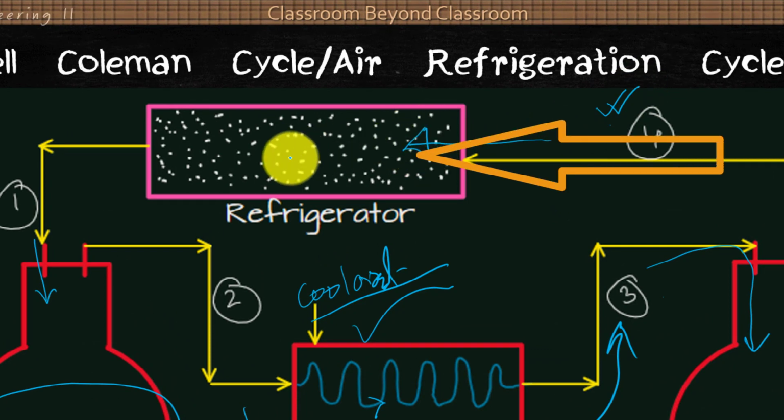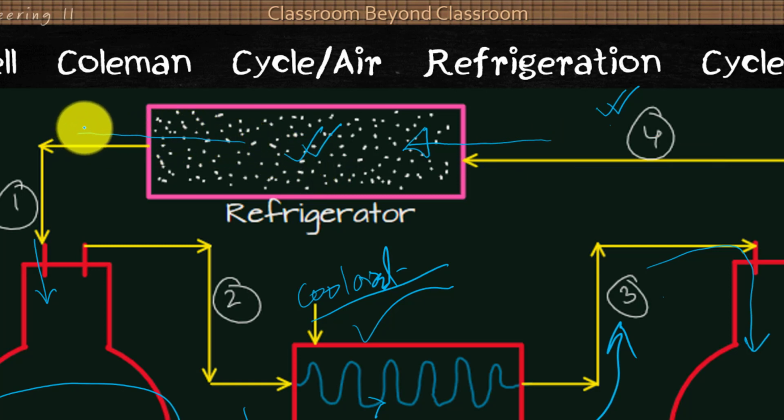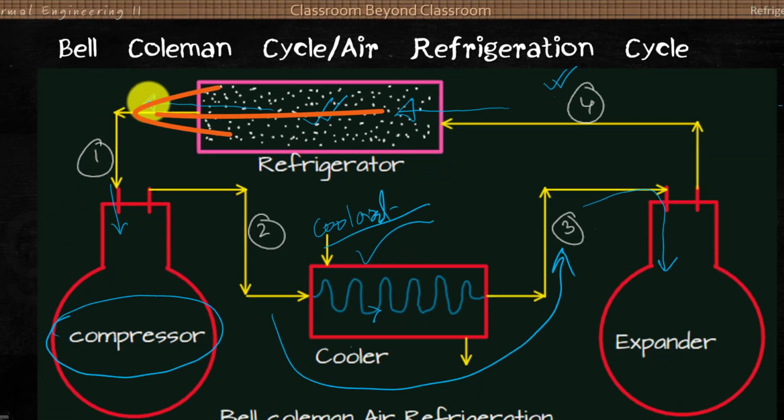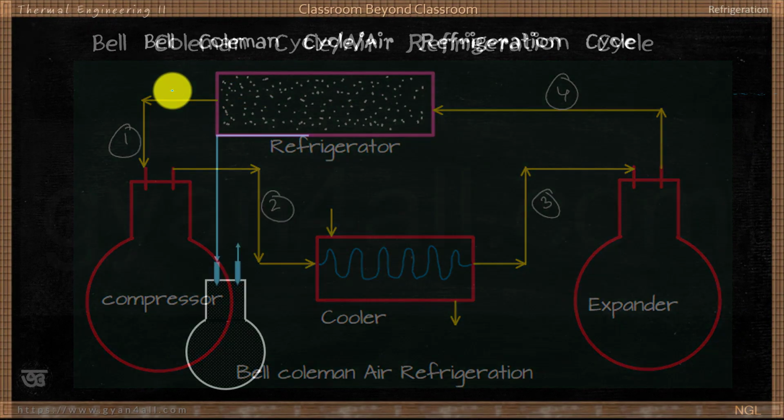This is the point of interest for us, the refrigerator. So this is cooled air, and this air can absorb heat from the refrigerator at low temperature. After absorbing the heat, the pressure and temperature will increase, and it will again enter into the compressor, and the cycle repeats. So we'll discuss one by one.